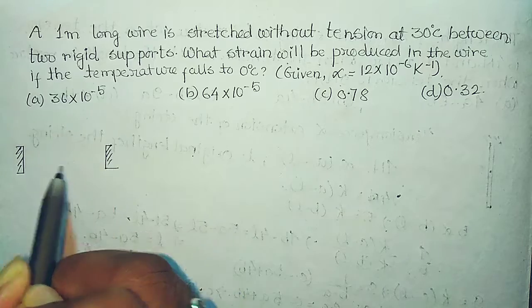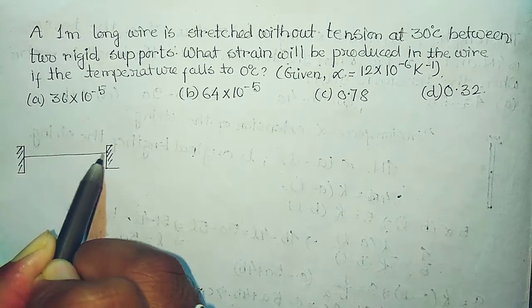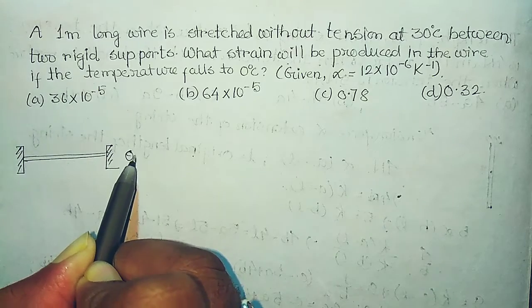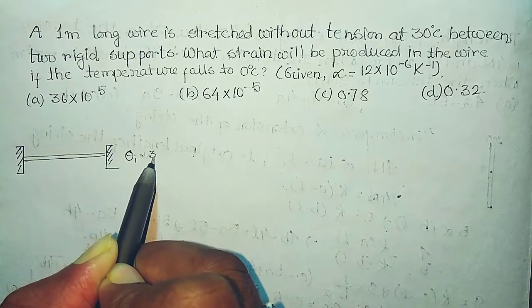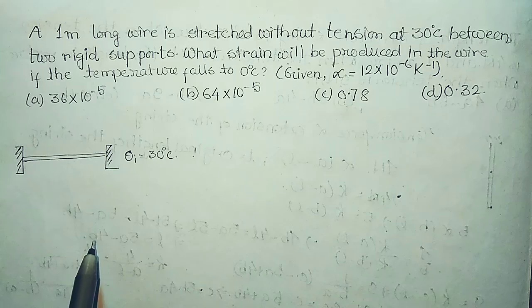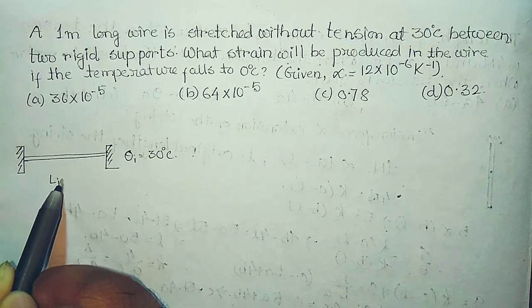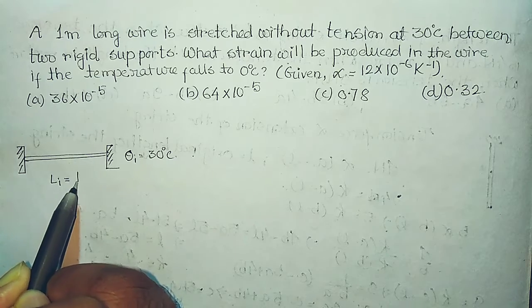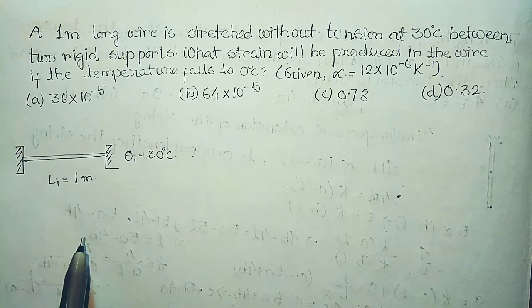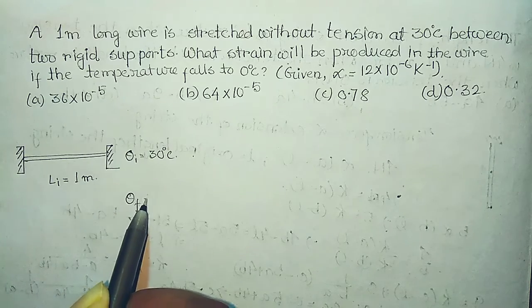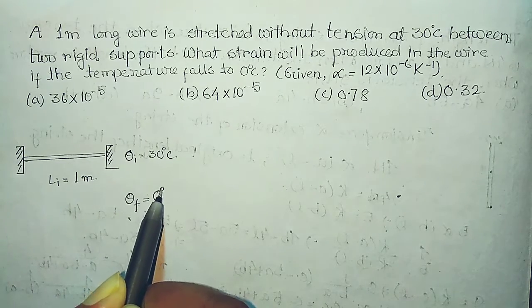So, if I try to draw this arrangement, let us consider these are the two fixed supports, and the wire is kept in between these two supports. Initial temperature is theta I equal to 30 degrees centigrade. Length of the wire initially is given, and it is 1 meter. Now the temperature is decreased to 0 degrees centigrade.